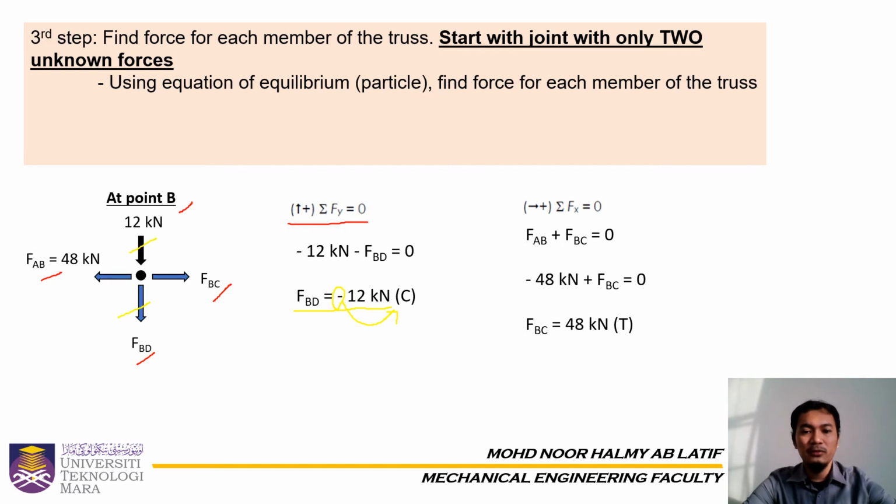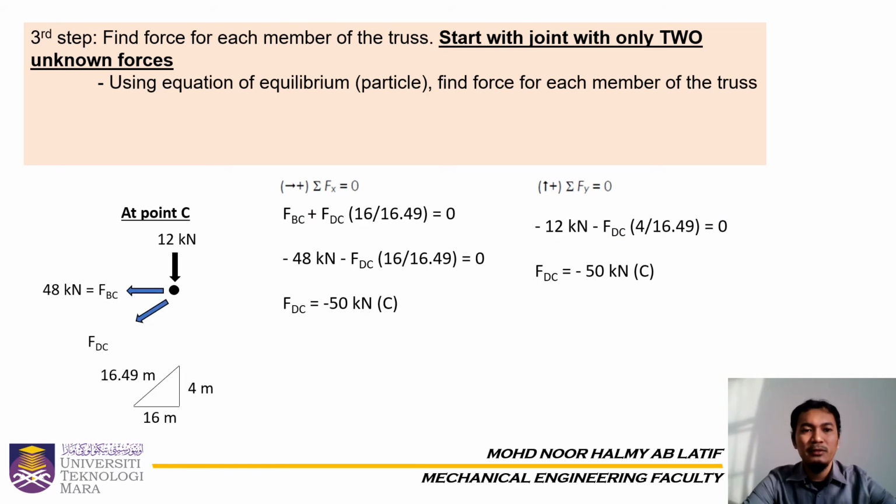Proceed with the summation of forces in the x direction. So we're going to have two forces, which are FAB and FBC, equal to 0. The value of FAB is 48 kilonewton, which we already found earlier. And then by solving it, we're going to get FBC equal to positive 48 kilonewton, which shows that the member is in tension.